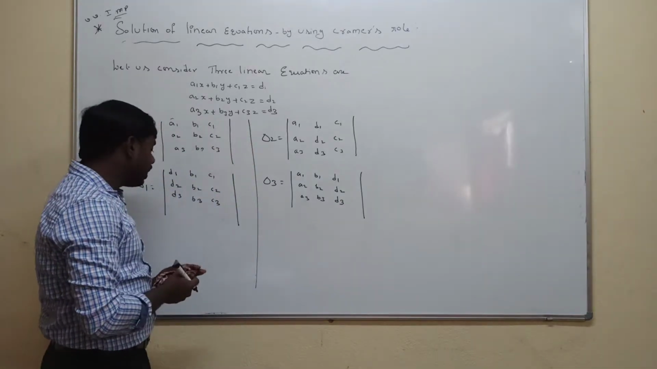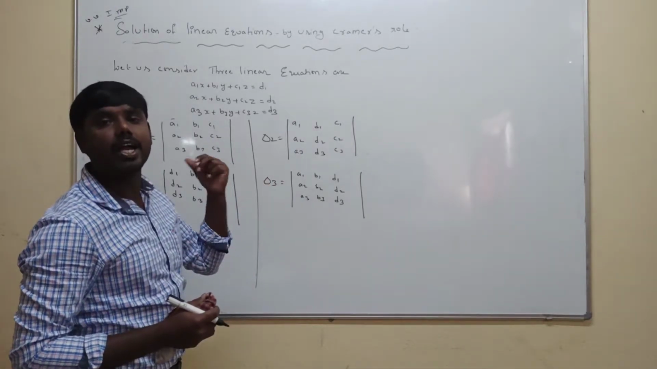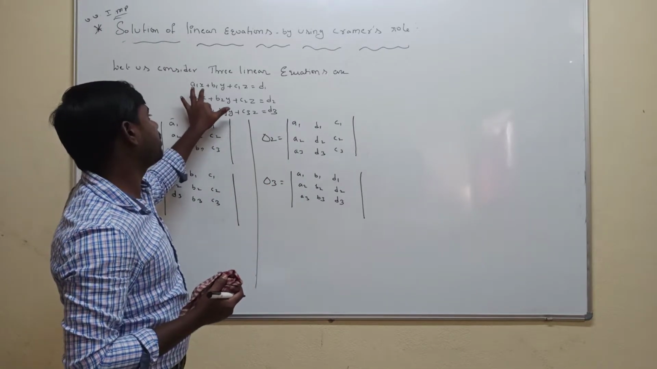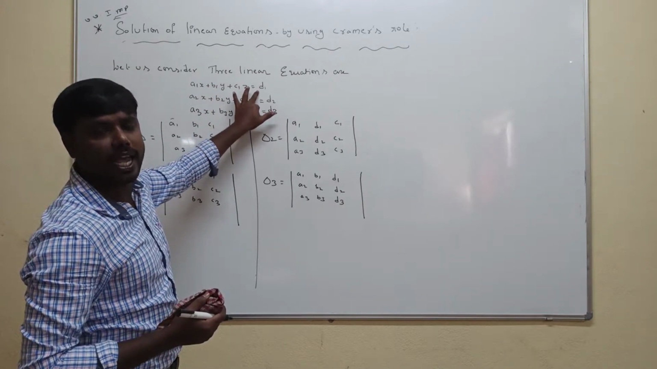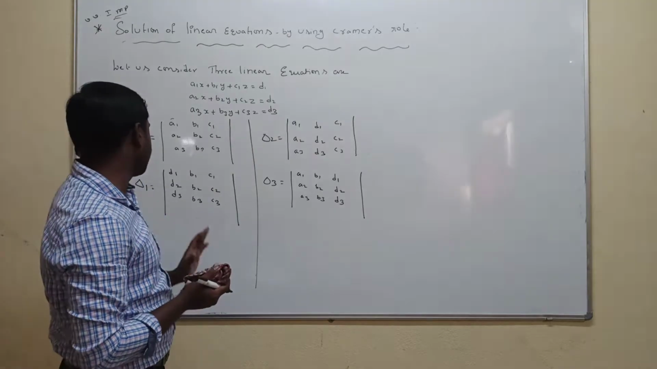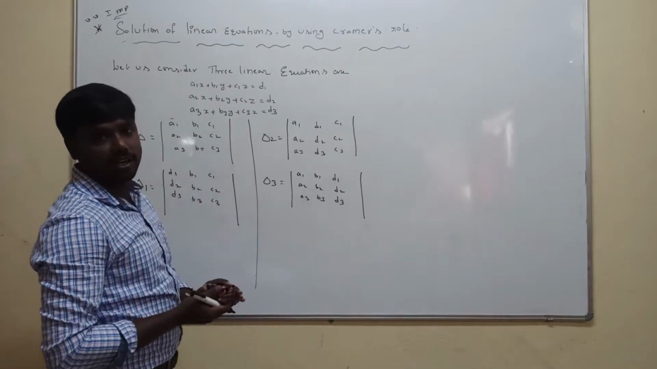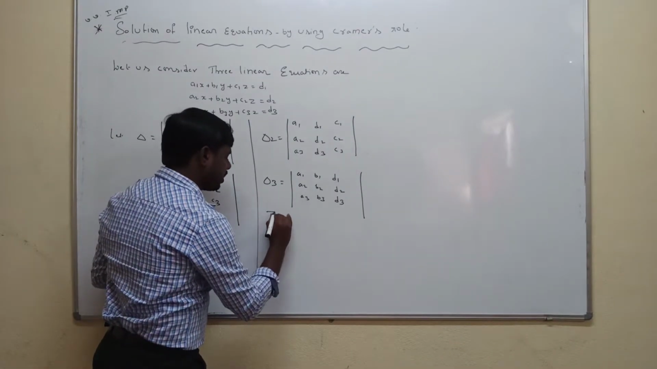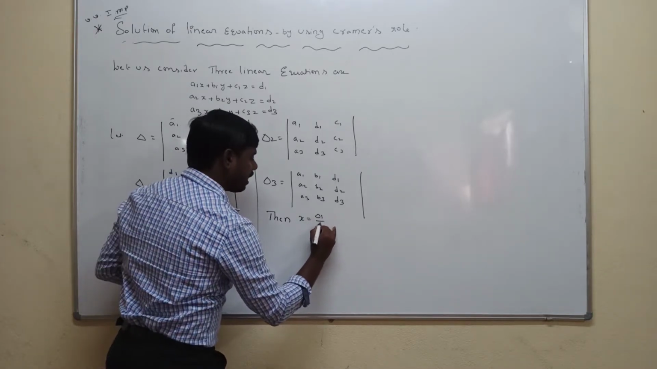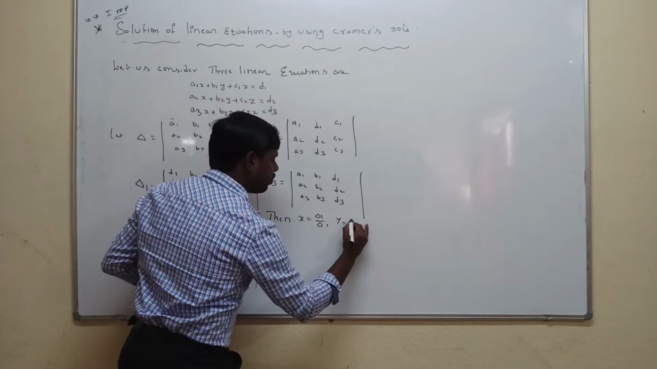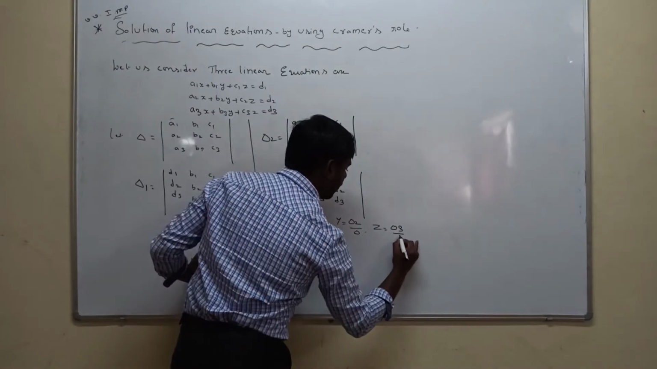Before, we were taking only delta 1 and delta 2 because there were only two variables, x and y. But here there are three variables: x, y and z. That's why finally we have to calculate the x, y, z values, so we take delta 1, delta 2, delta 3. After finishing delta 1, delta 2, delta 3, we calculate the x, y, z values. What is the condition? x is equal to delta 1 by delta, y is equal to delta 2 by delta, and z is equal to delta 3 by delta.